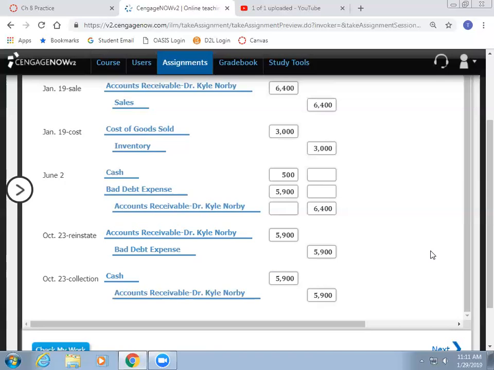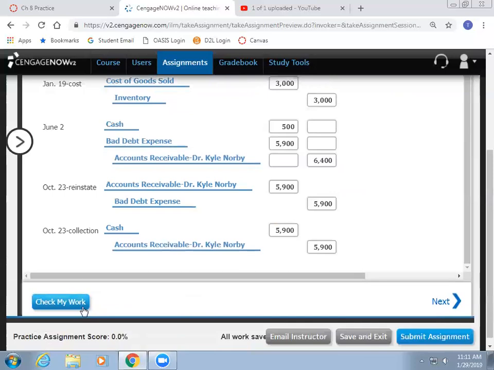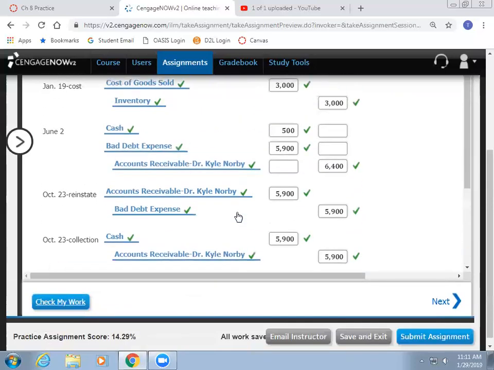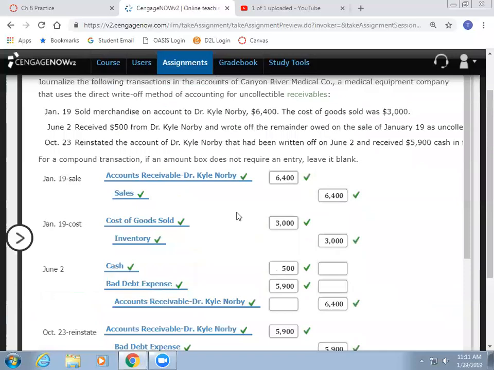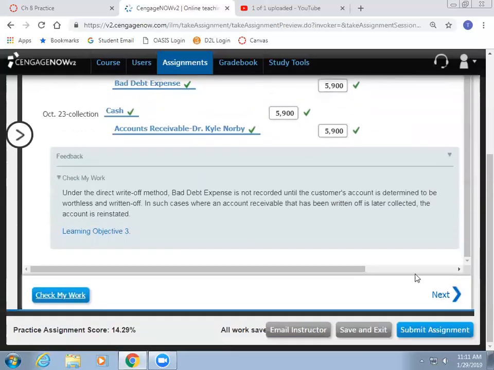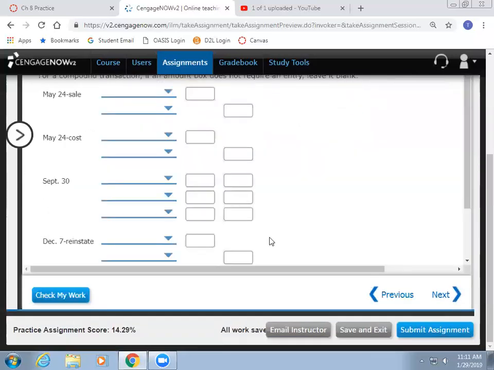Are there any questions on that one? Okay. So again, it's good to understand how direct write-off method works, but we can't use it under GAAP. Again, as you go through, you can always use the check my work button. It'll show you if you have anything incorrect. And you can do that on your homework as well, okay? Just not on quizzes or exams. But on your homework, you can always use check my work unlimited amounts. I'm going to click next.